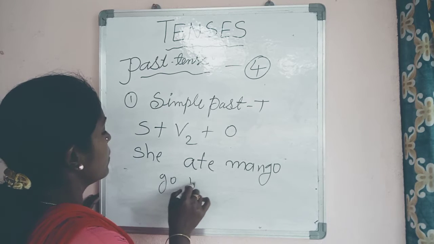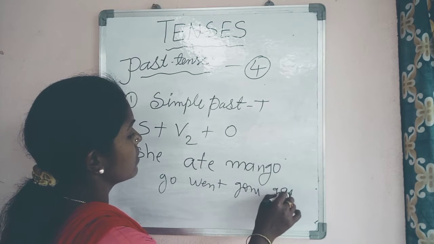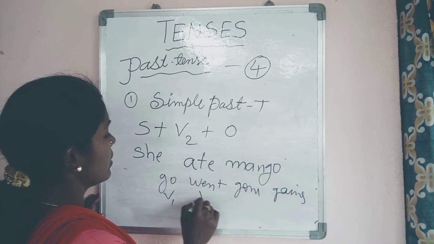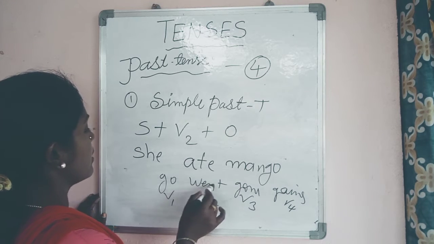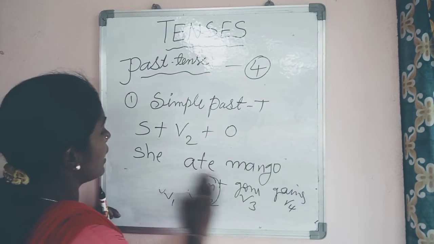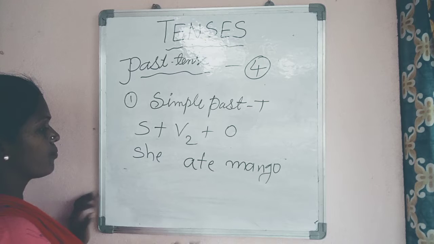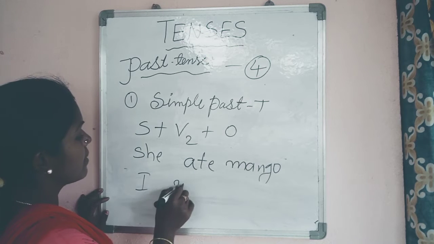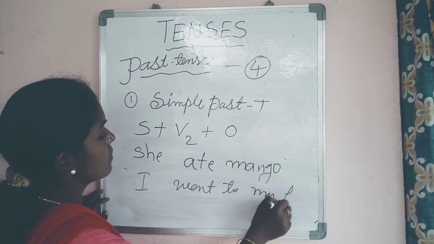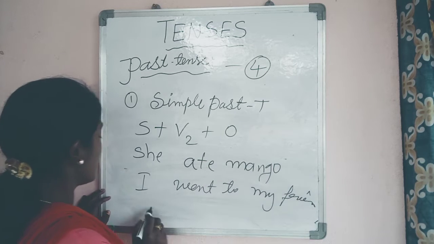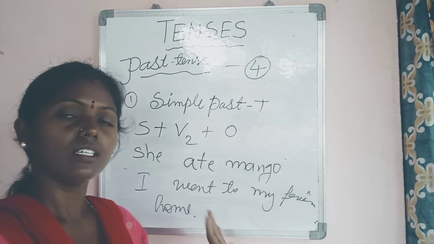I have taken here go. Go, went, gone, going. V1, V2, V3 and V4. I am taking V2. So I have written, first one is she ate mango. I went to my friend's home.